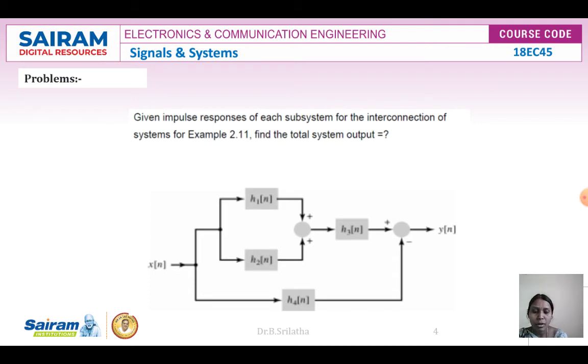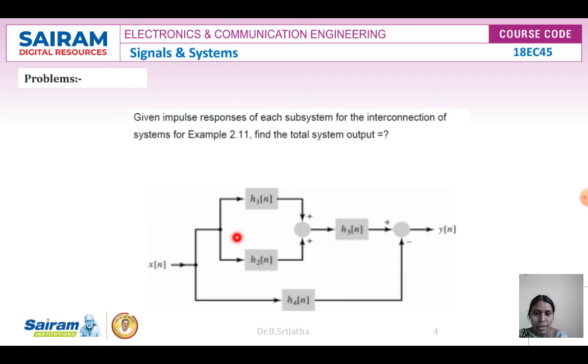So here you can see, we just now saw that when two systems are connected in parallel, based on the symbol we need to add or subtract. When two systems are connected in series, we have to multiply. So now we are going to minimize this block. First, h1 of n and h2 of n are connected in parallel. So h1 of n plus, here both are plus, h1 of n plus h2 of n. That resultant is in series with h3 of n, correct?